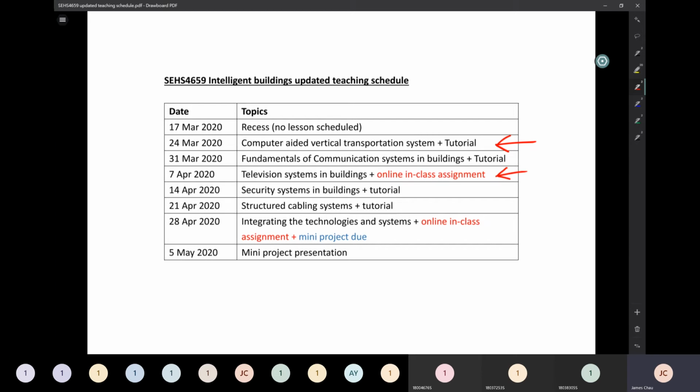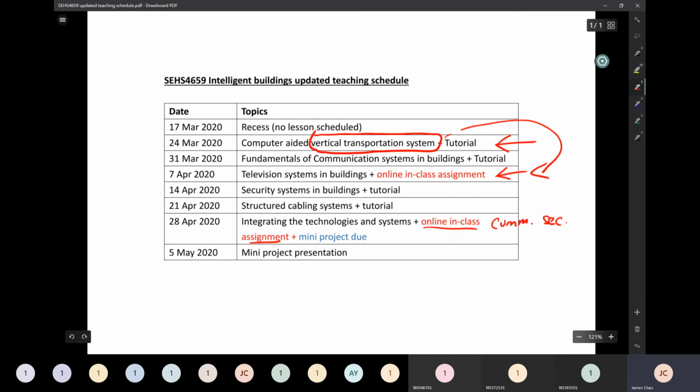Now the details I will give you next week, and it is about the vertical transportation system for in-class assignment 1. And also we will continue our topics according to this schedule, and you may find that we have another online in-class assignment, and we will use it to test your knowledge about the communication system and also the security system.